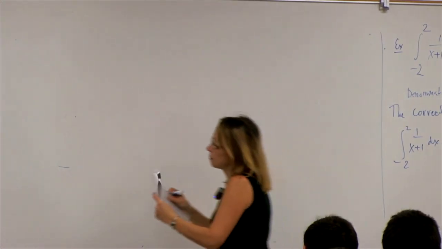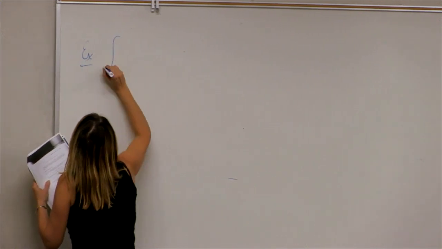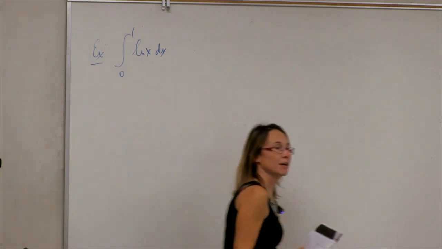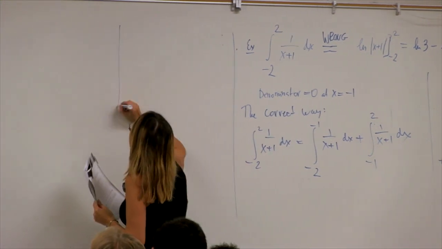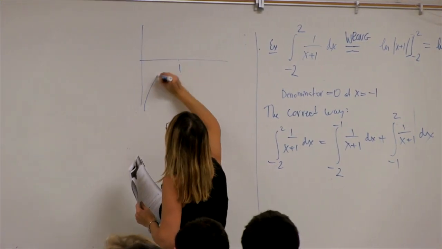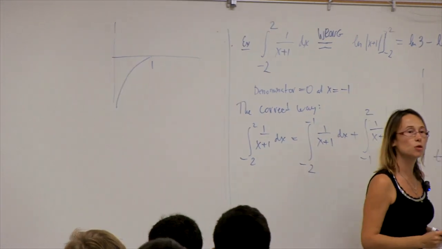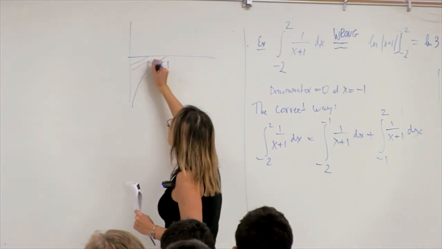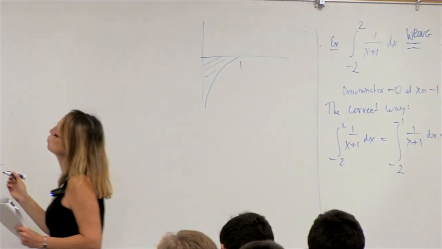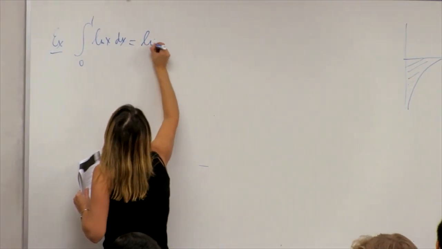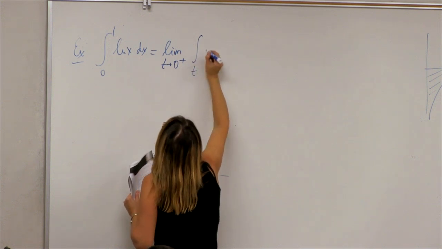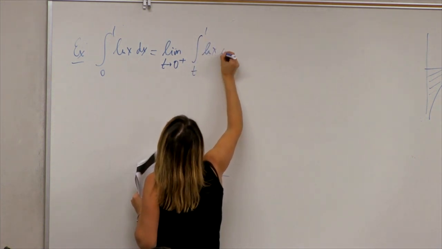Let's do the following. From 0 to 1, log x dx. We integrate the log. And if you remember the graph of a log, it has a vertical asymptote at 0 and goes to minus infinity there. So who knows how it will behave in terms of integration? Does it diverge or converge? We have to go through the motions. So we replace this with a limit as t approaches 0 on the right of the integral from t to 1 of log x dx.